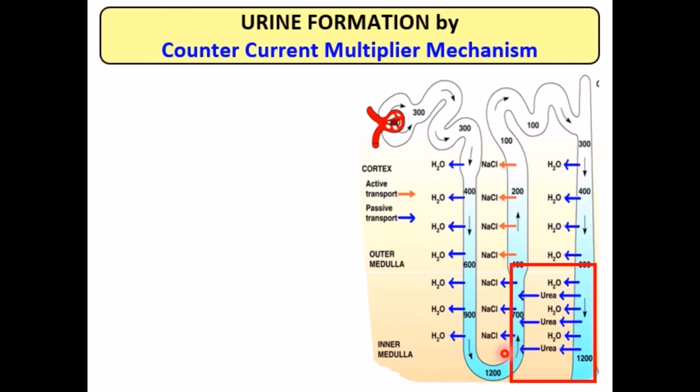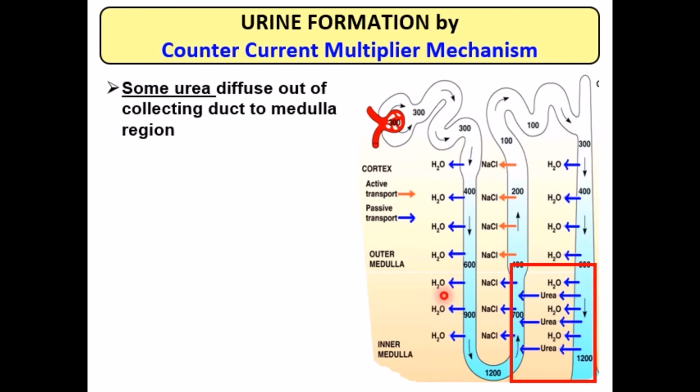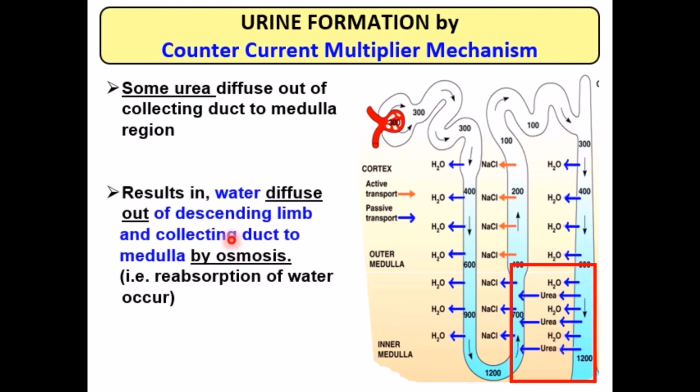In the inner medullary region of the kidney, the ducts become permeable to urea, and because of the high concentration of urea in the filtrate, some urea will diffuse out of the duct and move into the interstitial fluid. Along with NaCl, this urea contributes to the high osmolarity of the interstitial fluid in the medulla and results in water being diffused out of the descending limb and also the collecting duct into the medulla by osmosis.